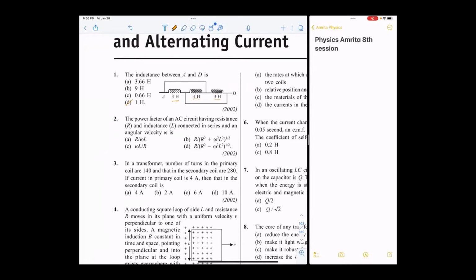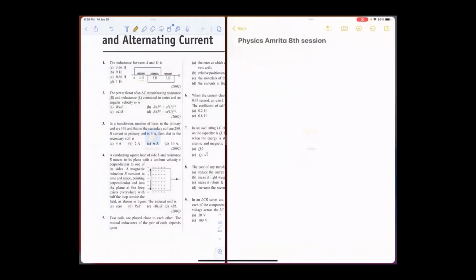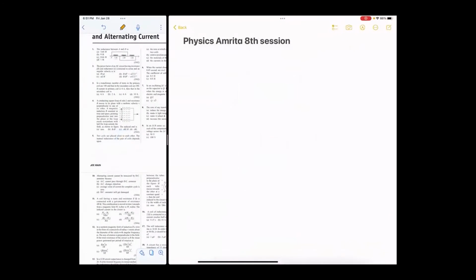The power factor of an AC circuit having resistance R, inductance L, connected in series and an angular velocity omega. So I'll give you a little idea. What happens when you connect all these 3 in series? These AC circuits, EMI AC, they gave 1. So we have 3 things in series: one is resistor, other is inductor, and the other one is capacitor. All 3 are connected to an AC source, right?